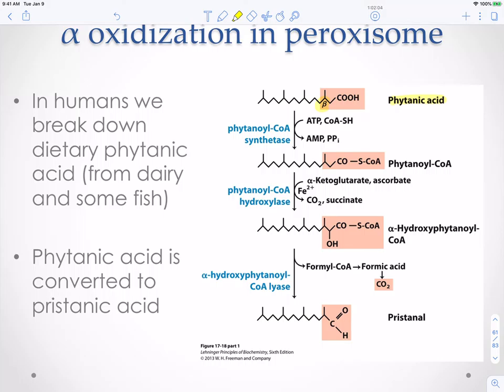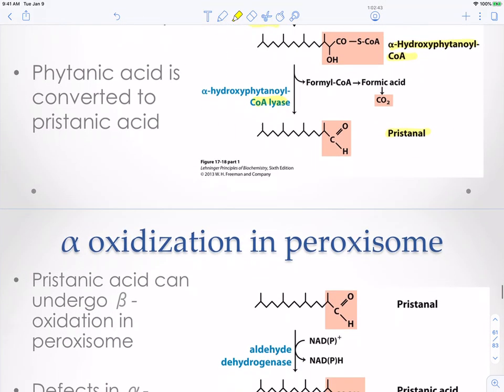So you have a phytanoyl-CoA synthetase, which is then going to generate phytanoyl-CoA, coenzyme A. And then you're going to have a hydroxylase, which is going to require iron, and it's going to use alpha-ketoglutarate and generate succinate. And this is going to generate an alpha-hydroxyphytanoyl-CoA. This is then going to have a lyase. Lyase is going to form this pristanal, which can then undergo beta oxidation.